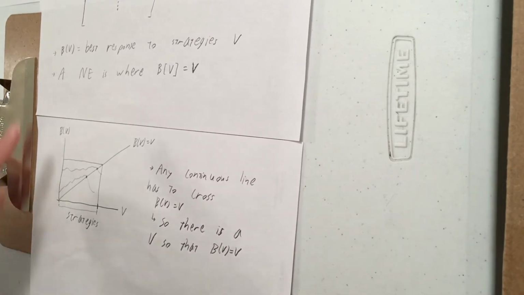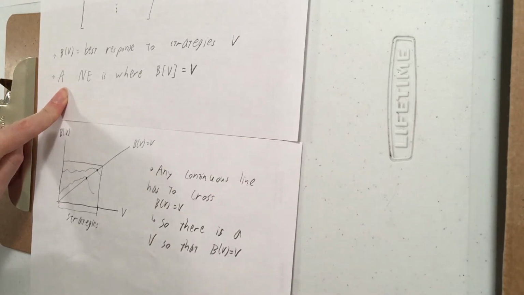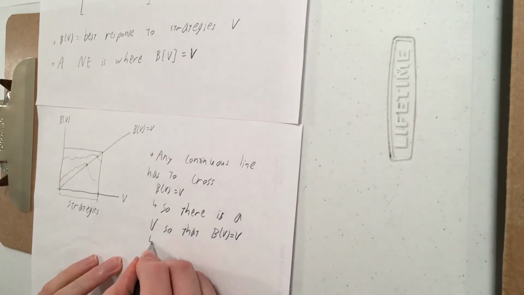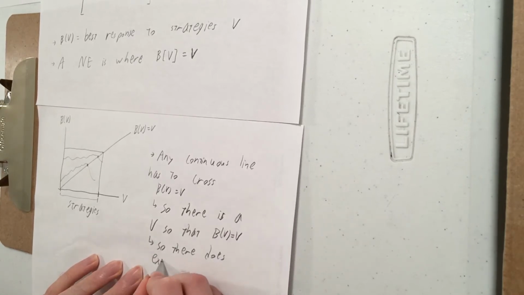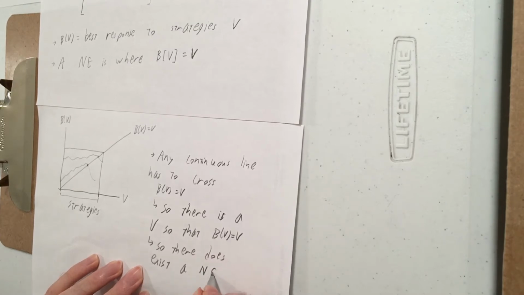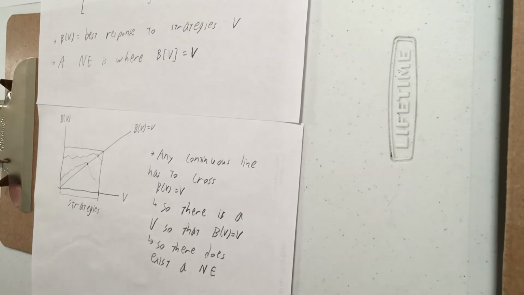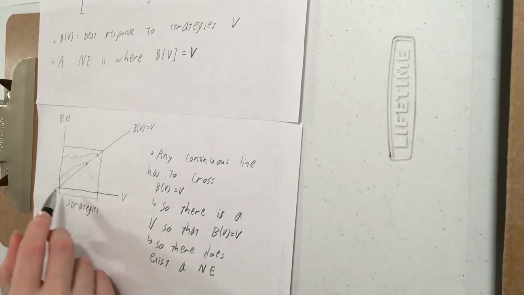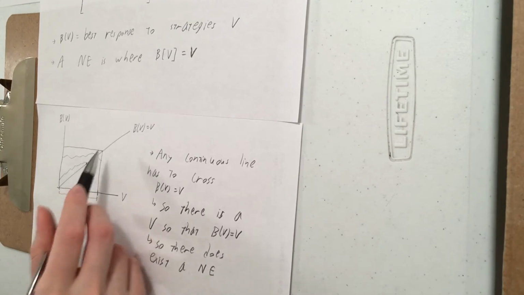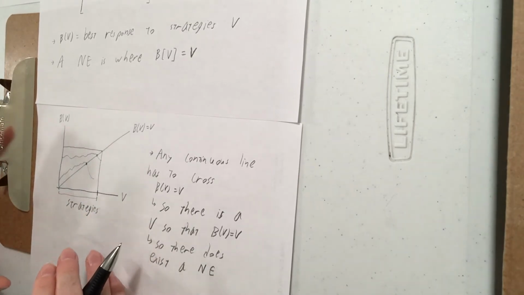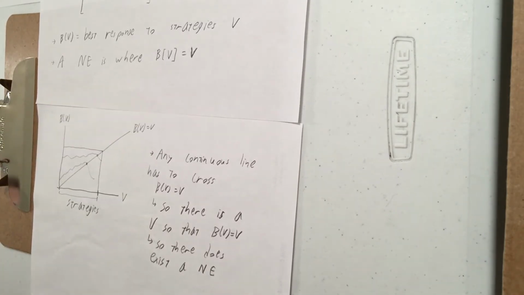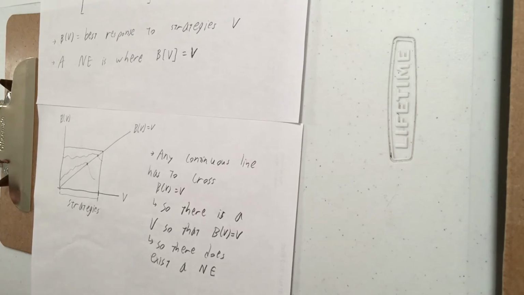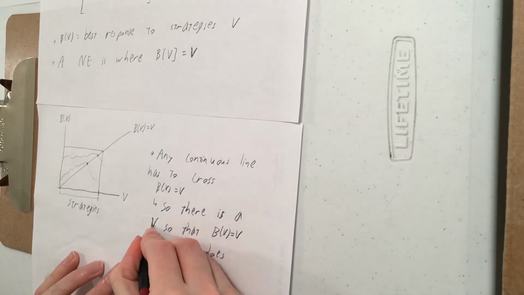But we just said a Nash equilibrium is where B of V equals V. So I find it very surprising that this graph, where we're just drawing lines to see if they cross over this, somehow relates to proving that Nash equilibria exist. A connection that was very unexpected. And the applications go further than that.